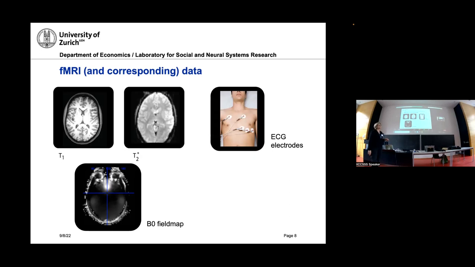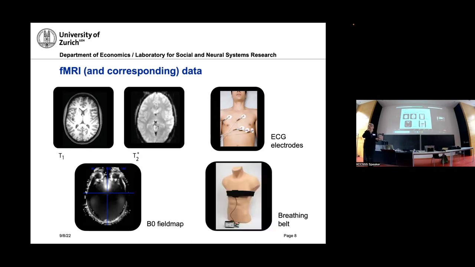Then in addition, which is really the gold standard nowadays, you do electrocardiogram, so heart rate recordings with electrodes, and also breathing recordings, because it has been shown thousands of times that different breathing, and also changes in heartbeat, influence the neural activity signaling. So this is what we want to get rid of, and to be able to do that, we have to acquire the data. We use it for correction.